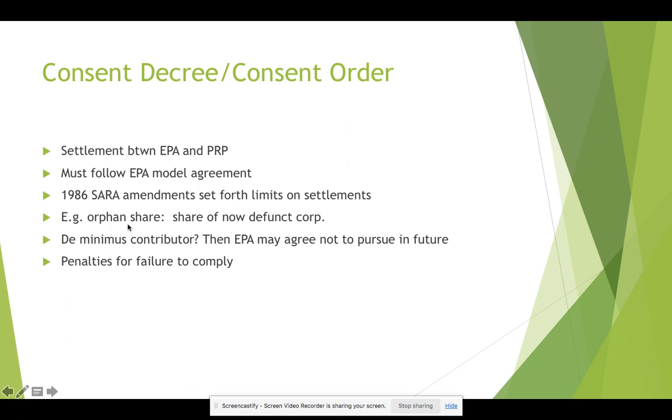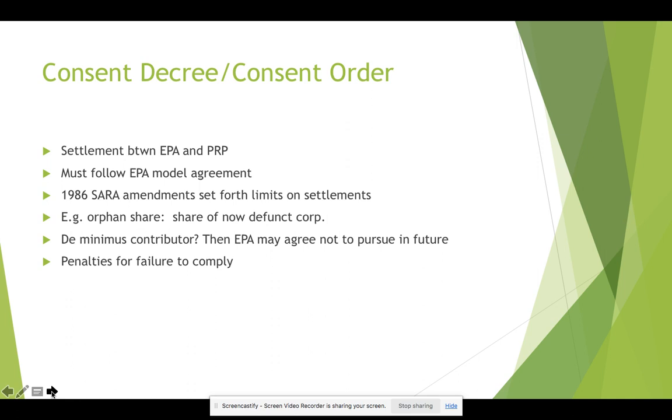And they have something called the orphan share. So if there's a company that no longer exists, how can they pay their share? So they might say, I'm not paying the orphan share, so that might be part of the consent order. If I'm a de minimis contributor, remember we talked about that a few slides ago, they'll have this consent decree, and they're like, okay, I'm going to pay whatever, $100,000, but I'm released from future liability here.